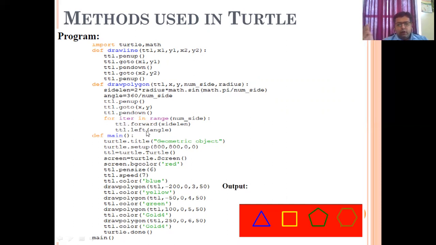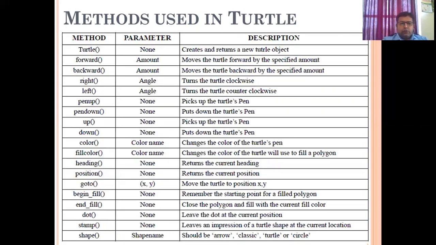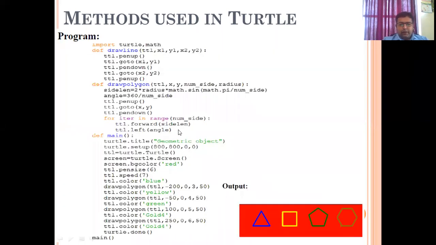It will go forward. We have seen the function over here: forward moves the turtle forward by the specified amount. The amount is this particular value that is provided, and left reads the angle. So in that way, this draw polygon will be done.